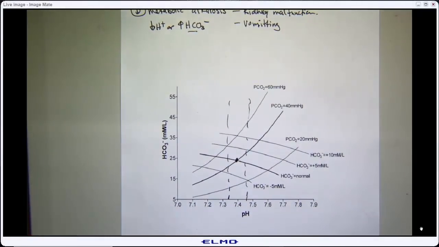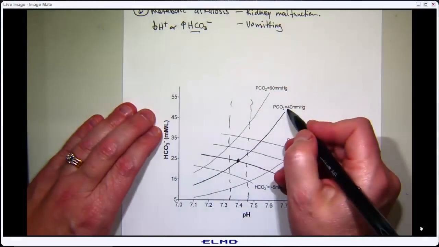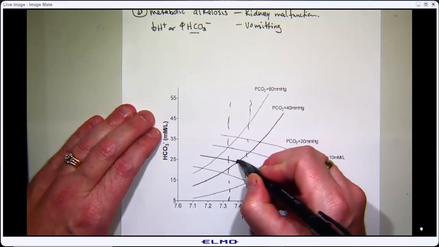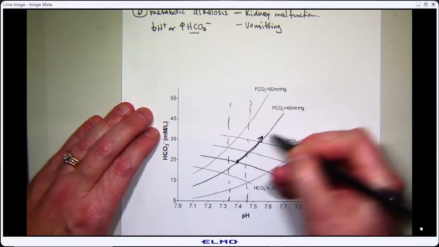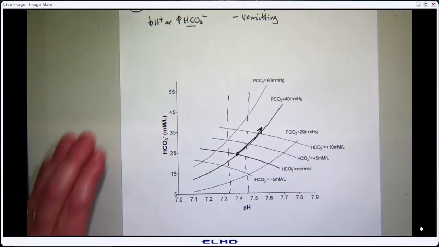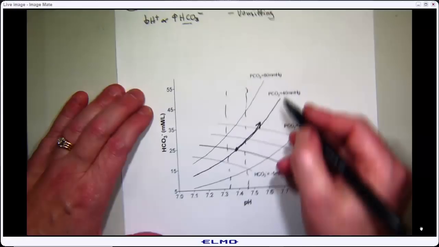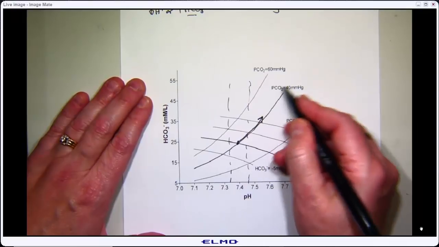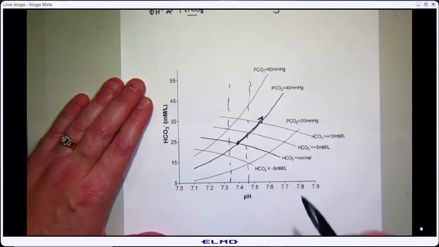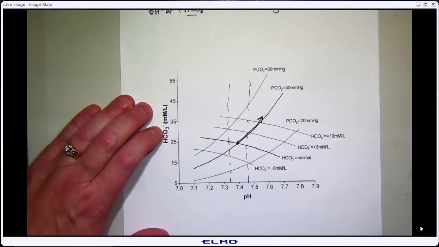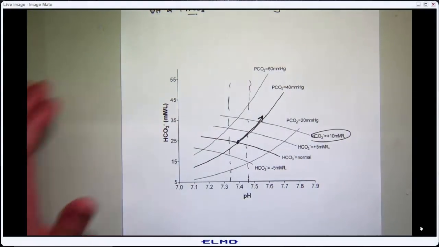So essentially here we have no change in CO2, but we have an increase in bicarb. Okay, so that would be akin to firing up the 40 millimeters of mercury CO2 isobar, right? Because CO2 didn't change, ventilation hasn't changed. So that would mean our pH would go up and our bicarb has gone up. So it's akin to getting ourselves into a base excess situation. Okay.